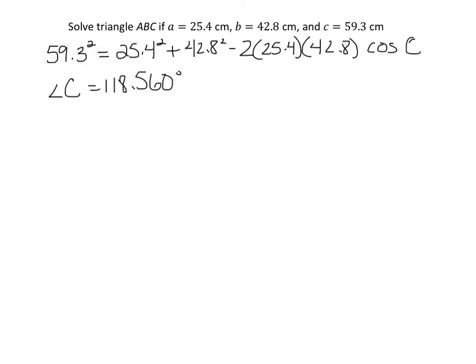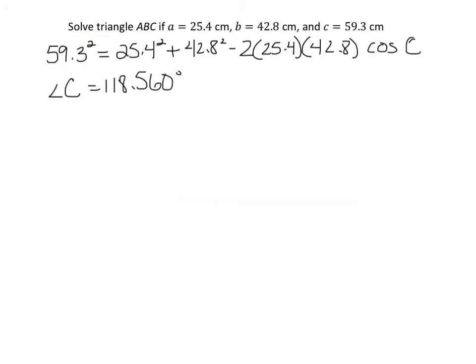59.3 squared minus 25.4 squared minus 42.8 squared. Then I divided by negative 2 times 25.4 times 42.8. Once I hit enter, I got a decimal, and I took the inverse cosine of that decimal in order to get this value.